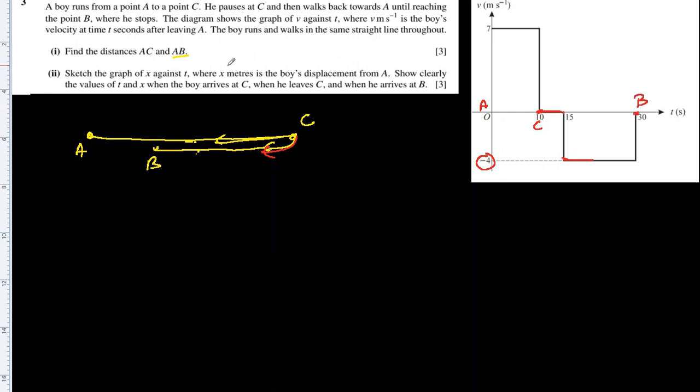All right. So if we want to find AC, the distance AC, we should find the area under the curve, this one. And there's no curve, it's a straight line, so we find the area of this rectangle. So AC equals the area of the rectangle, which has length 10 seconds and width 7 meters per second, so 70 meters.